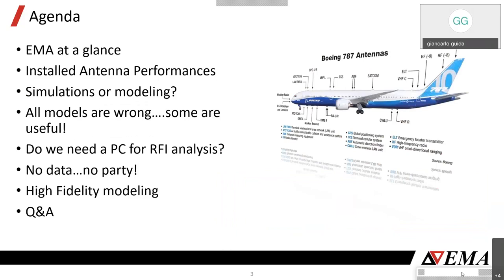So the agenda of today's presentation will focus on the installed antenna performances, but there is a message behind the presentation that goes beyond the technical topic of installing antennas on a platform. This is a very interesting problem, by the way. You see on the right part of your slide how many antennas are installed aboard a transport category aircraft, a Boeing 787, and how many RF systems have to stay together and work properly when installed on board of a platform. And this is not just for avionics, it's also for a car, for a ship, for a satellite. Nevertheless, there is something behind this, and this is all about the usage of modeling.